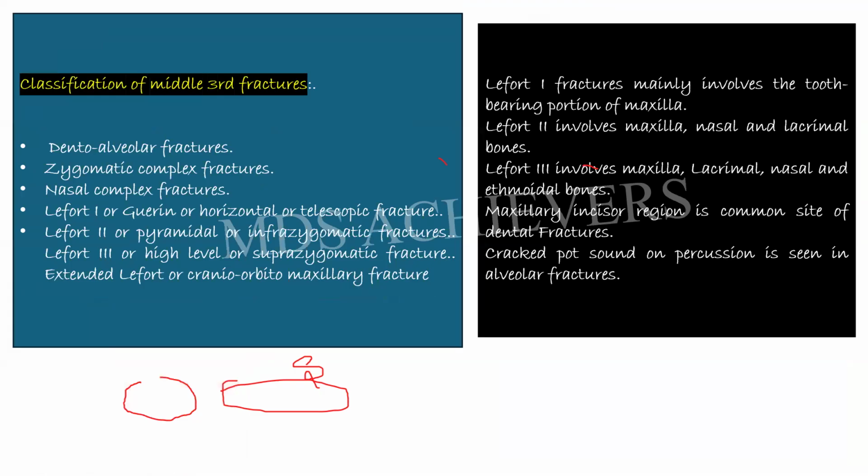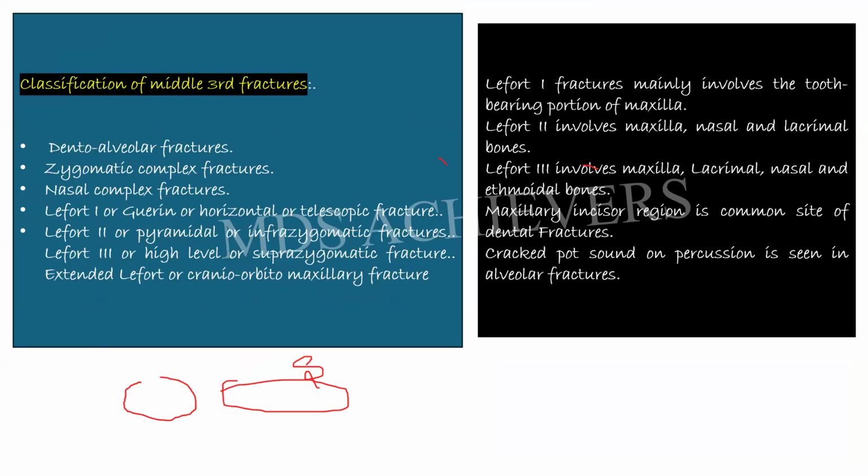Coming to the classification of middle third fractures, it is one of the very important things: dental alveolar fractures, zygomatic complex fractures, nasal complex fractures, Le Fort 1, Le Fort 2, Le Fort 3. Le Fort 1 is also called Guerin fracture, horizontal or telescopic fracture, also called floating maxilla, because the maxilla will be released from the base of the cranium.